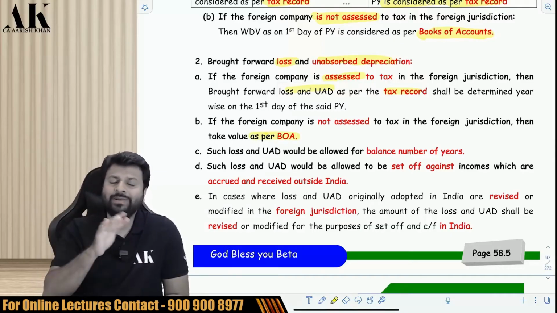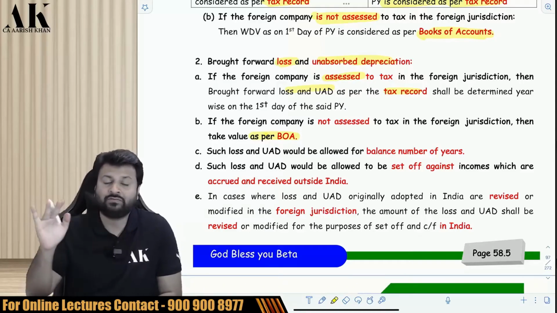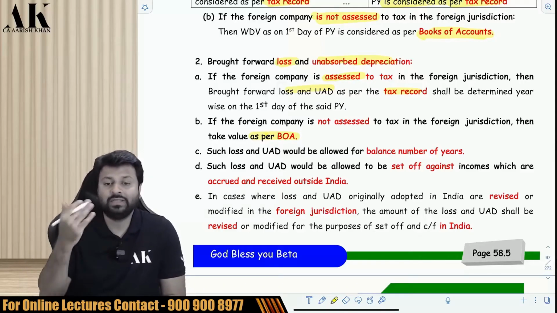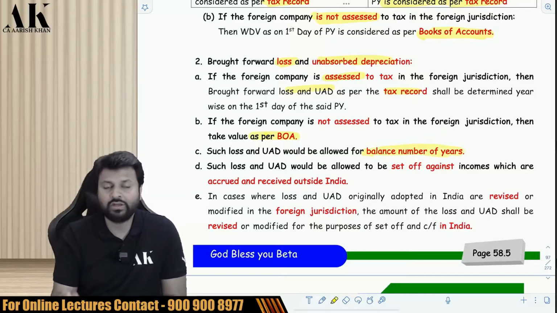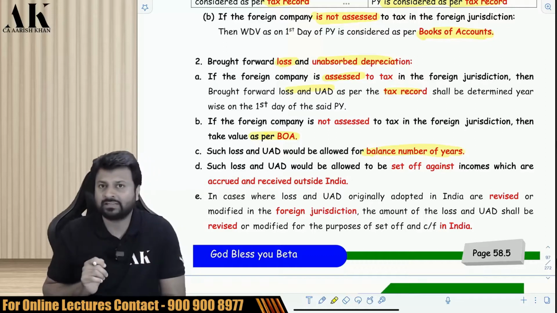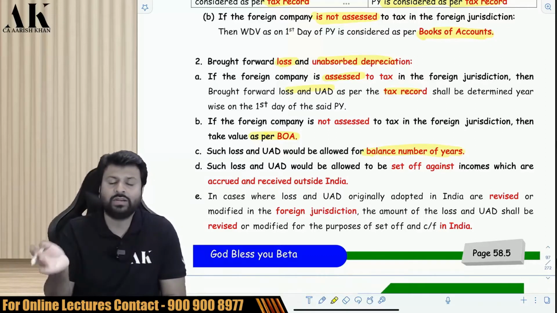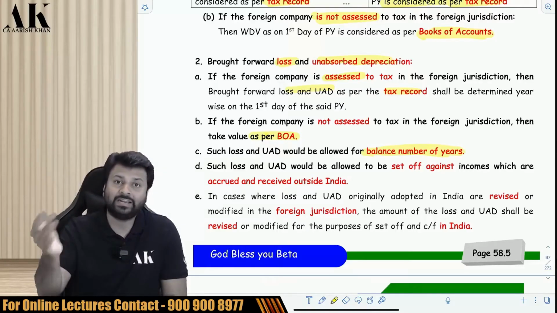Okay. Now, for how many years will the losses be allowed? For UAD, there is no time limit. You can carry forward and set off the UAD for an infinite number of years. But for losses, how many years can you carry forward? You can carry forward only for the balance number of years. If the loss is 3 years old, then you can carry forward for another 5 years. If the loss is 5 years old, then you can carry forward for another 3 years. So you can only carry forward for the balance number of years. You cannot carry forward for the entire another 8 years.